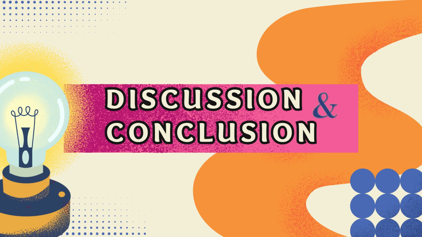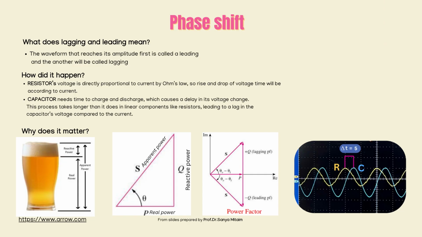So here comes to the conclusion and discussion. So, what is lagging and leading? The waveform that reaches its amplitude first is the leading waveform, and the lagging waveform is the other way around. And how does it happen in the RC circuit? The resistor's voltage is leading capacitor's voltage because the resistor voltage is directly proportional with the current, according to Ohm's law.